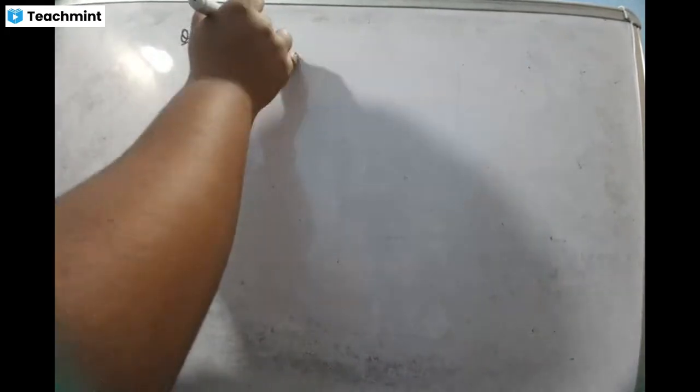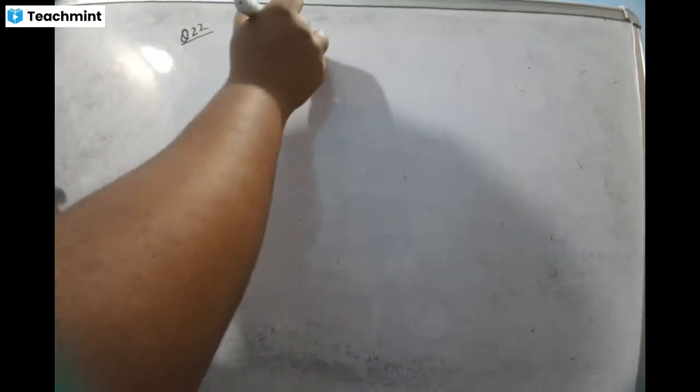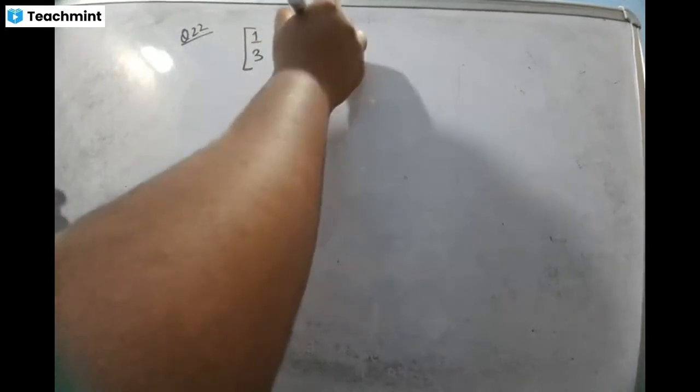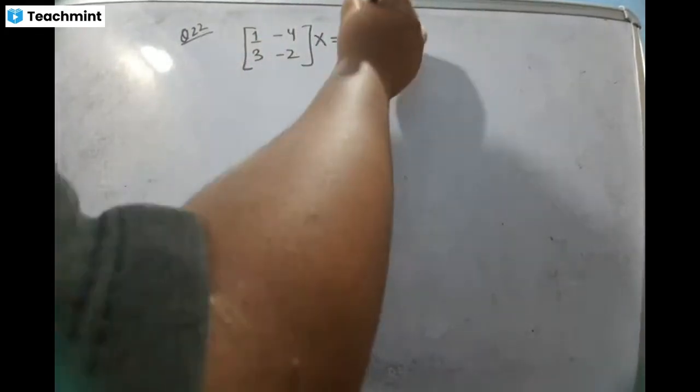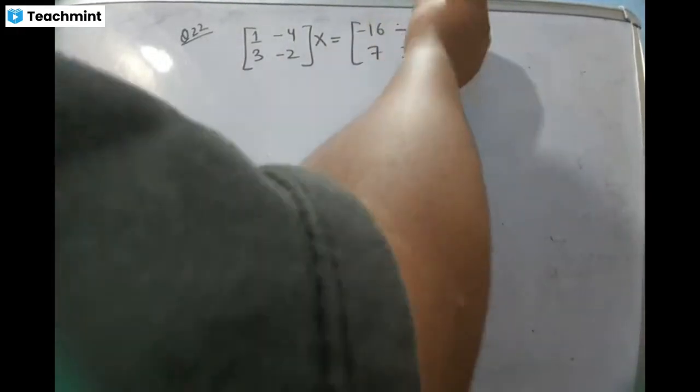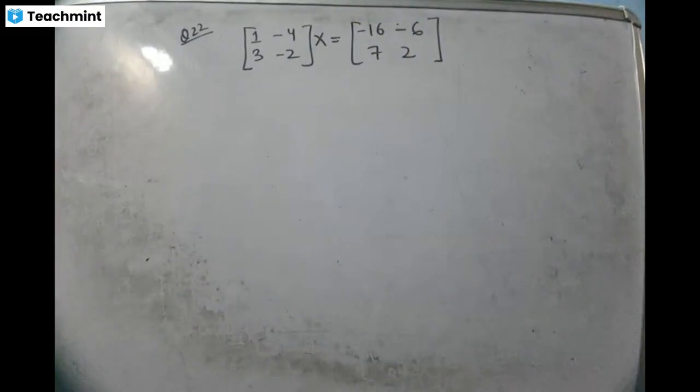Now question number 22. This was an ISC question. If you get a difficult question, then we cannot ignore these types of questions also. The matrix equation is [1 -4; 3 -2] X = [-16 -6; 7 2]. The question is to find capital X. So how do you do it?